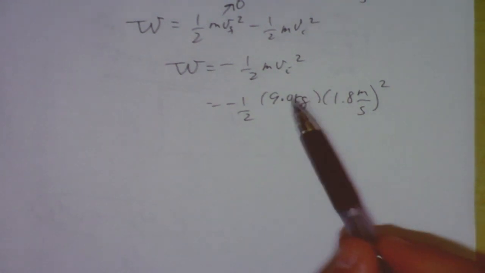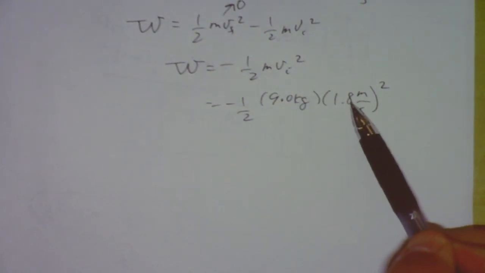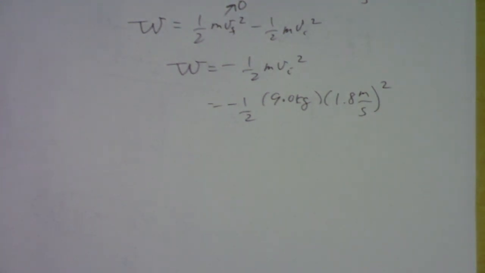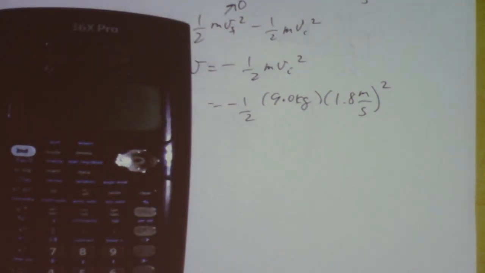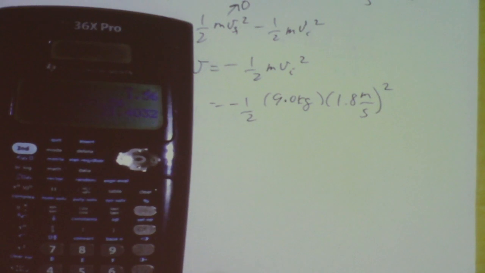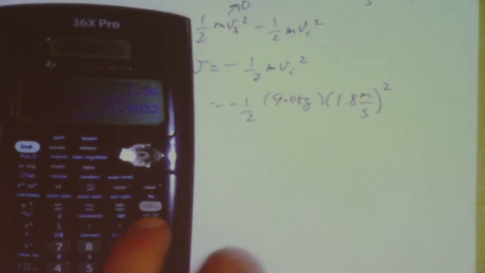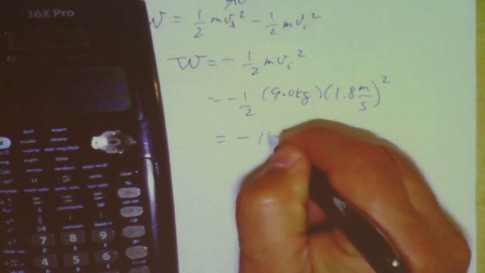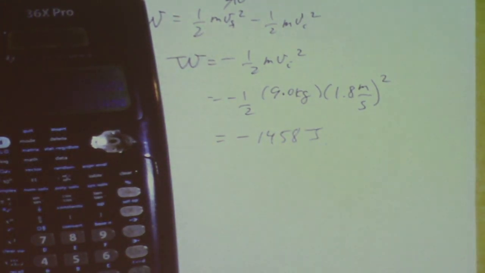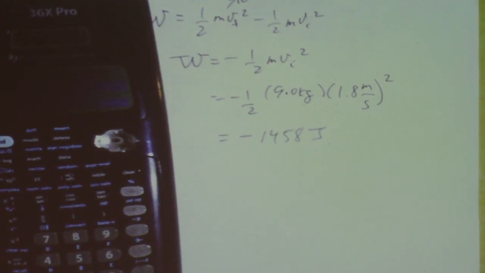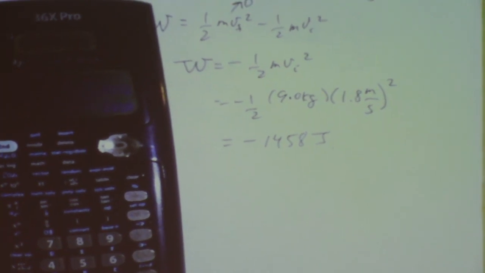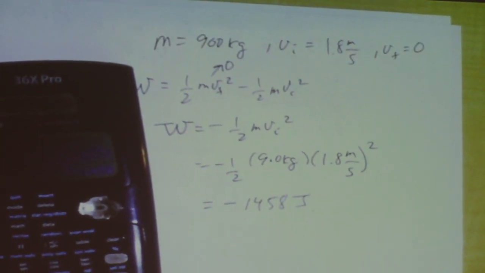So just to get an idea, that would be 450 times about 4 or so, less than 4, but 450 times 4. So you get an idea what it's going to be. It should be less than 1800. Let's see if that's correct. So 0.5 times 900 times 1.8 squared, 1458. So minus 1458. Good. So that's definitely less than 1800. Okay, good. Any questions about this one? All right, very nice.